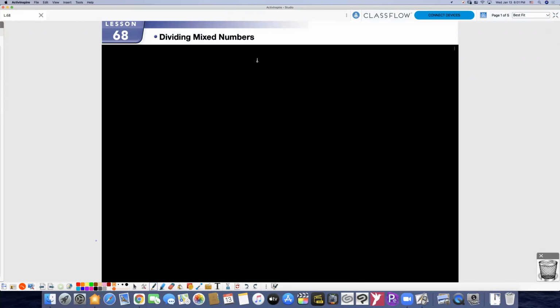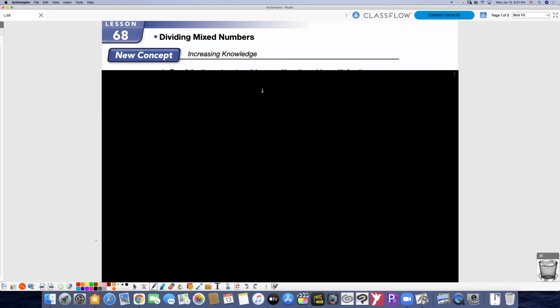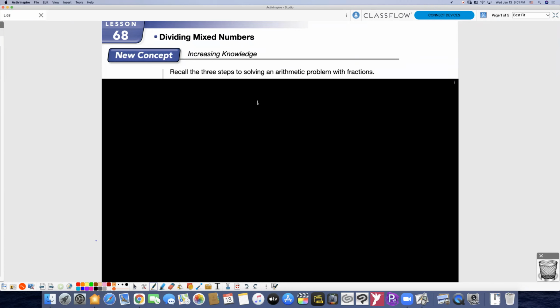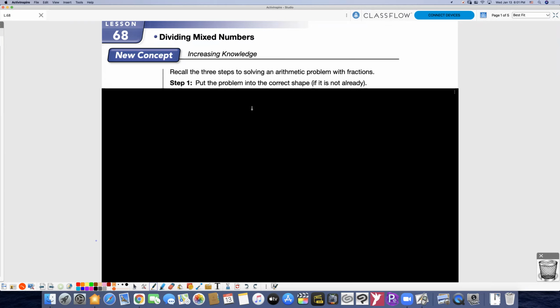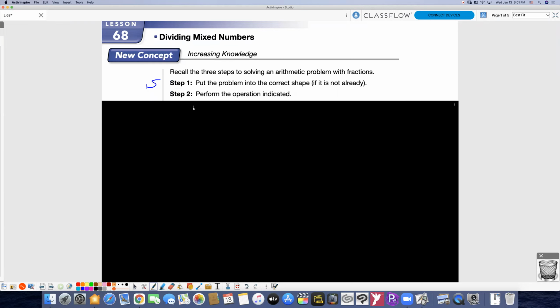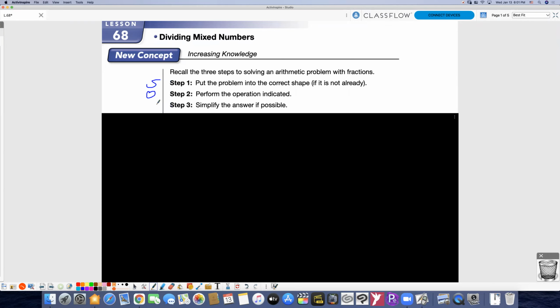Hello and welcome back. This is Saxon Math Lesson 68, Dividing Mixed Numbers. Recall the 3 steps to solve an arithmetic problem with fractions. Step 1 is put the problem into the correct shape if it's not already in that shape. Step 2, perform the operation indicated. Step 3, simplify the answer.